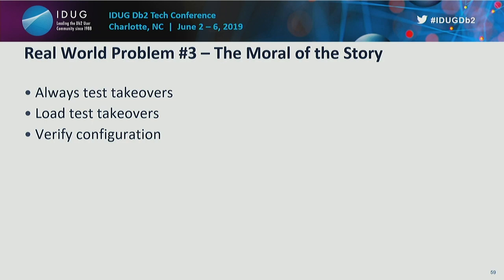The moral of this story is, number one, always test your takeovers. Number two is load test your takeovers whenever possible. If we had just functionally tested the takeovers to DR and not load tested them, we wouldn't have discovered this. This is the only client I have ever seen do load testing in DR. Functional testing, yes. Load testing, no. So it's very good that they did. And verify your configuration. If you have an expert DBA involved, maybe say, hey, could you verify this configuration for me?